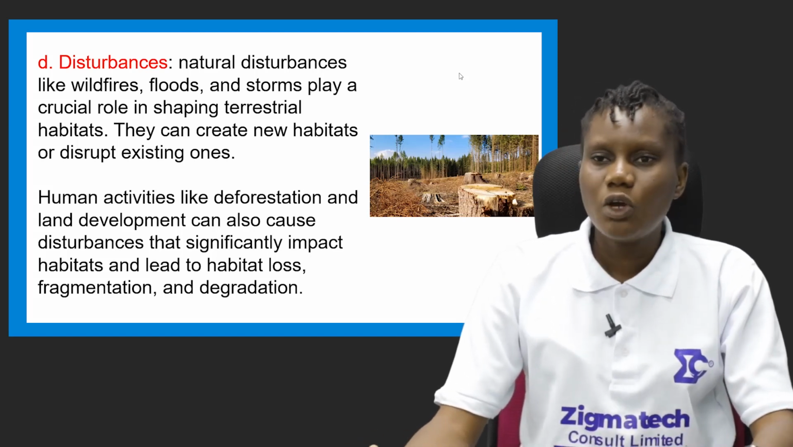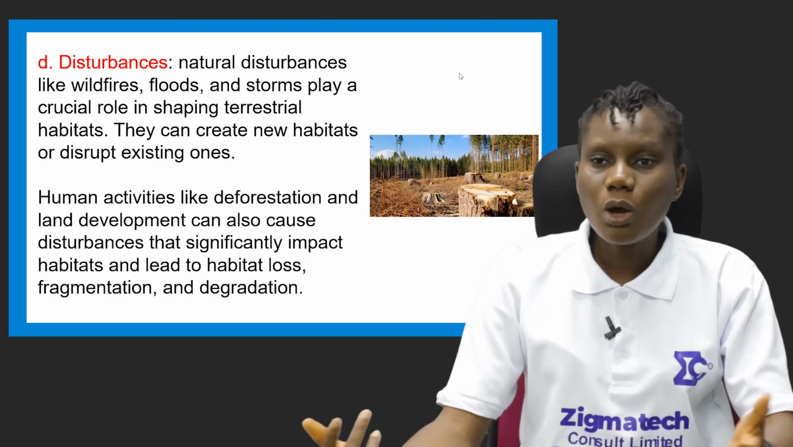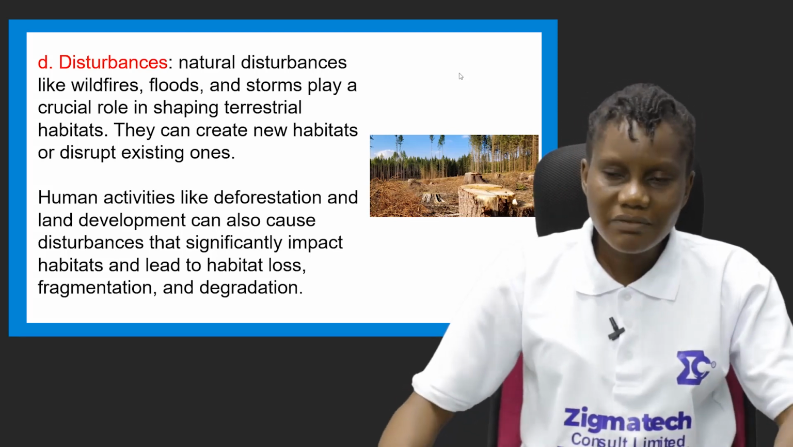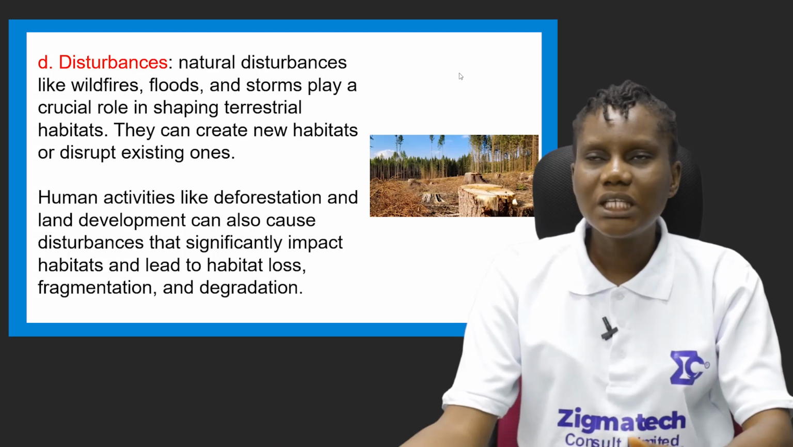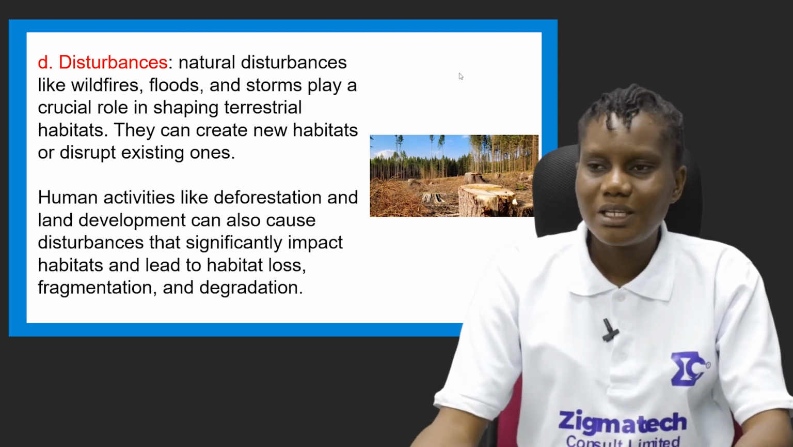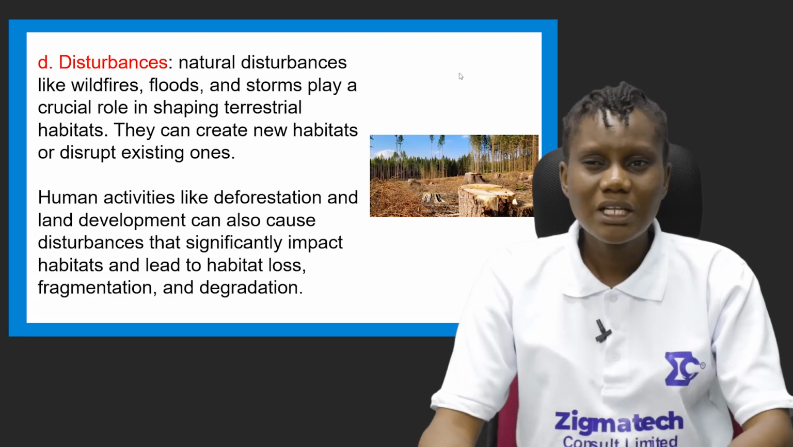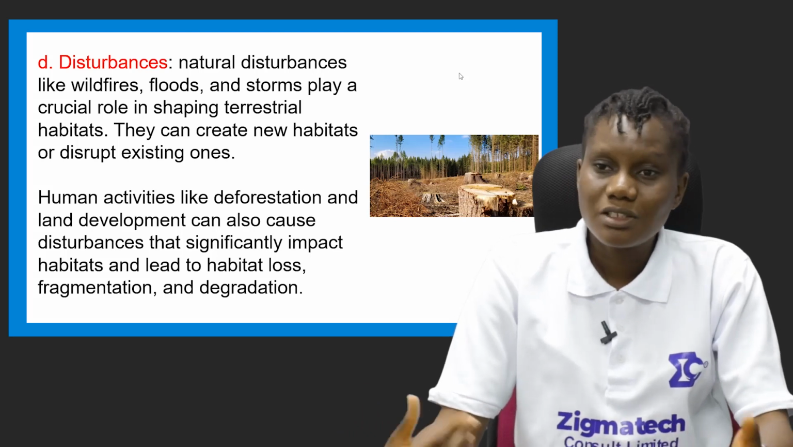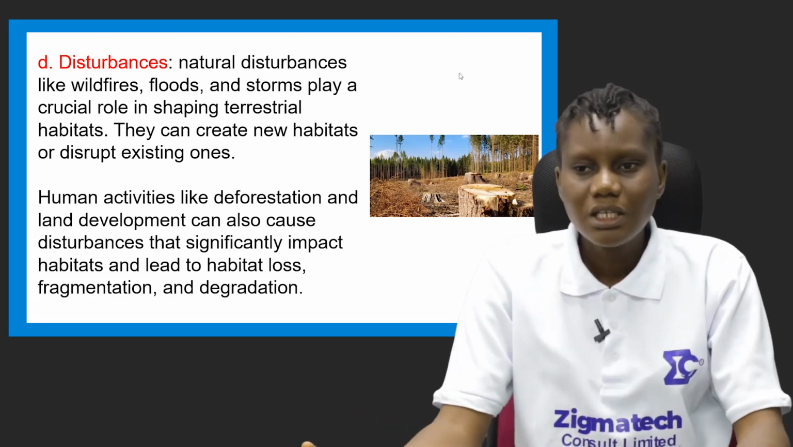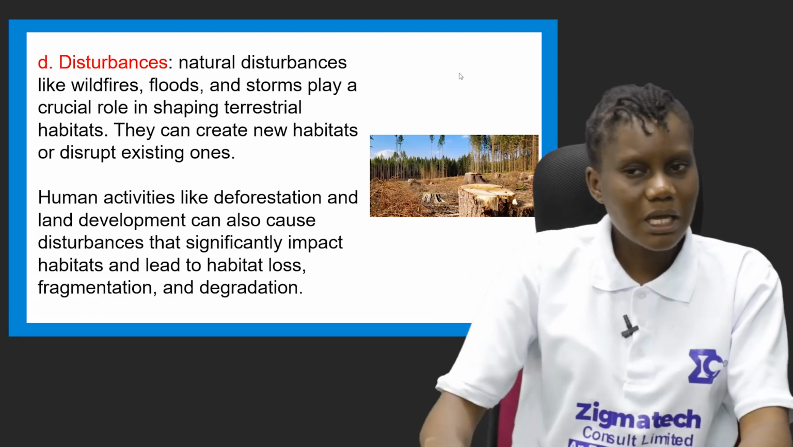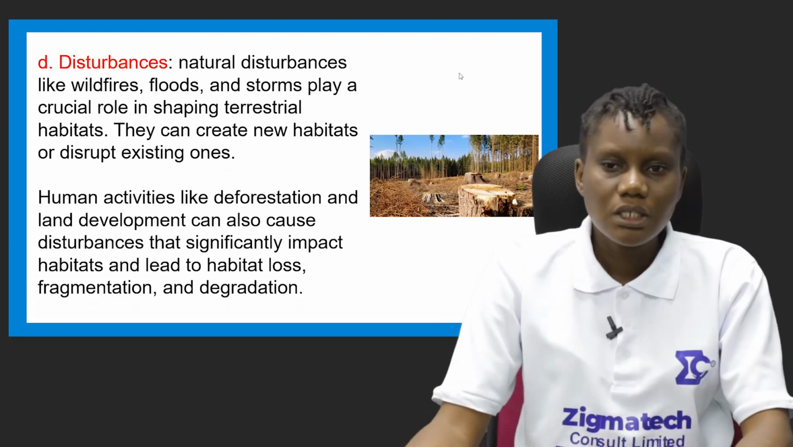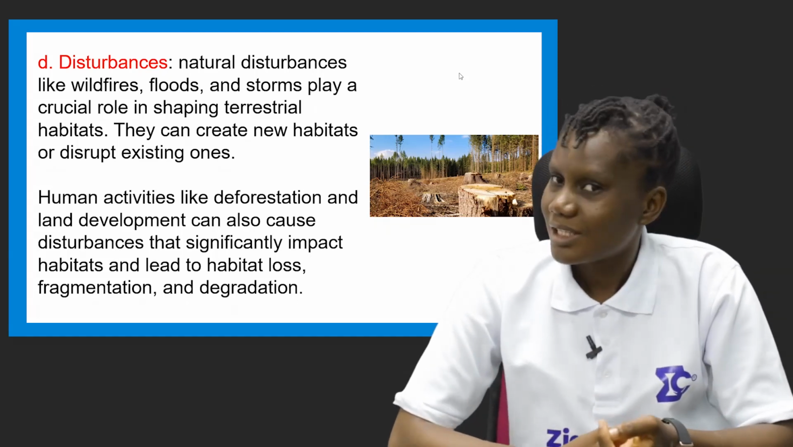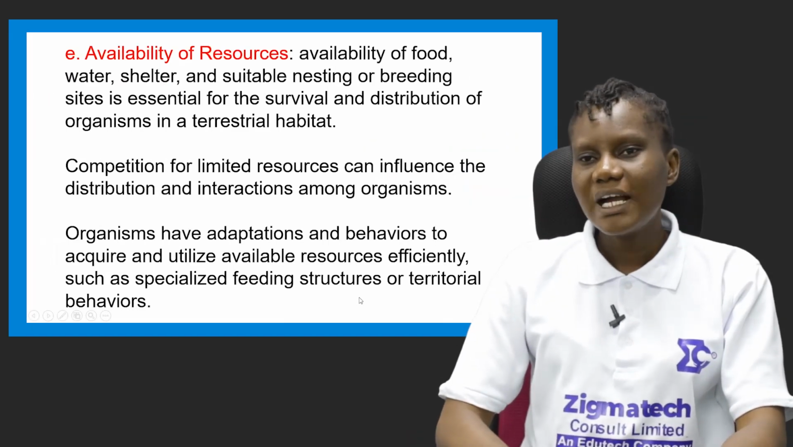Where a wildfire or flood happens, or a storm comes into play, it is going to displace some organisms living in that habitat or bring new ones into that habitat. That is natural disturbance, but there are human activities too, like deforestation and land development, that is urbanization, that can also cause disturbance that can significantly impact habitats and lead to habitat loss, fragmentation, and degradation. And all these have effects on organisms that live in such habitats.